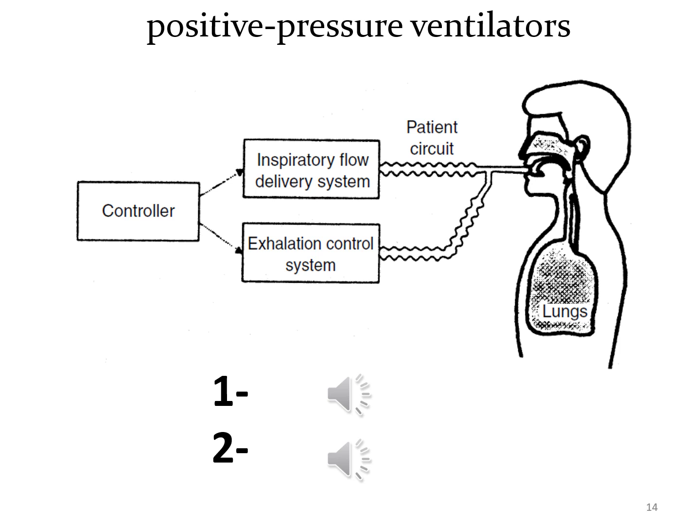During inspiration, the inspiratory flow delivery system creates a positive pressure in the tubes connected to the patient airway, called the patient circuit, and the exhalation control system closes a valve at the outlet of the tubing to the atmosphere.